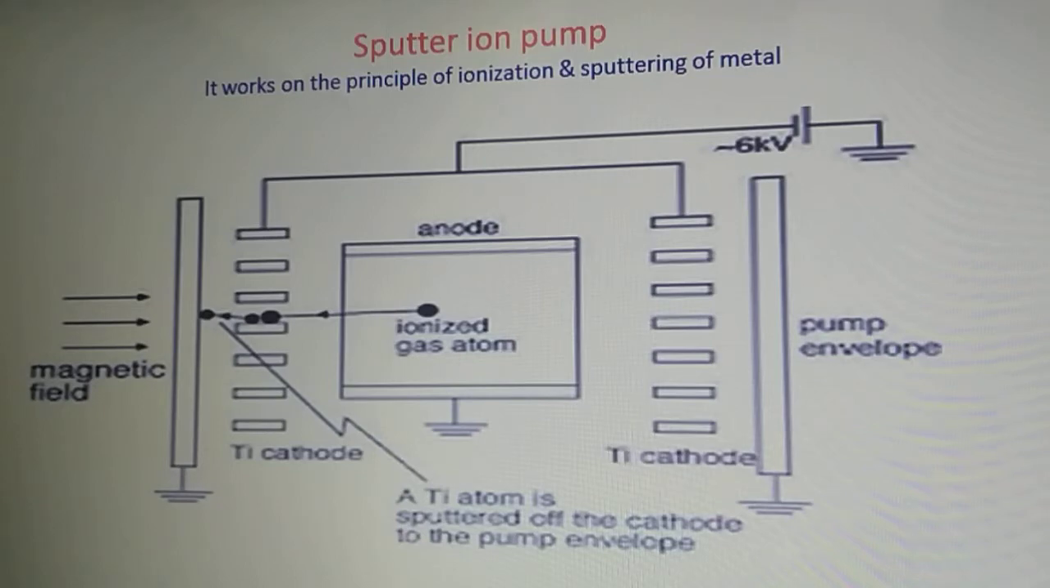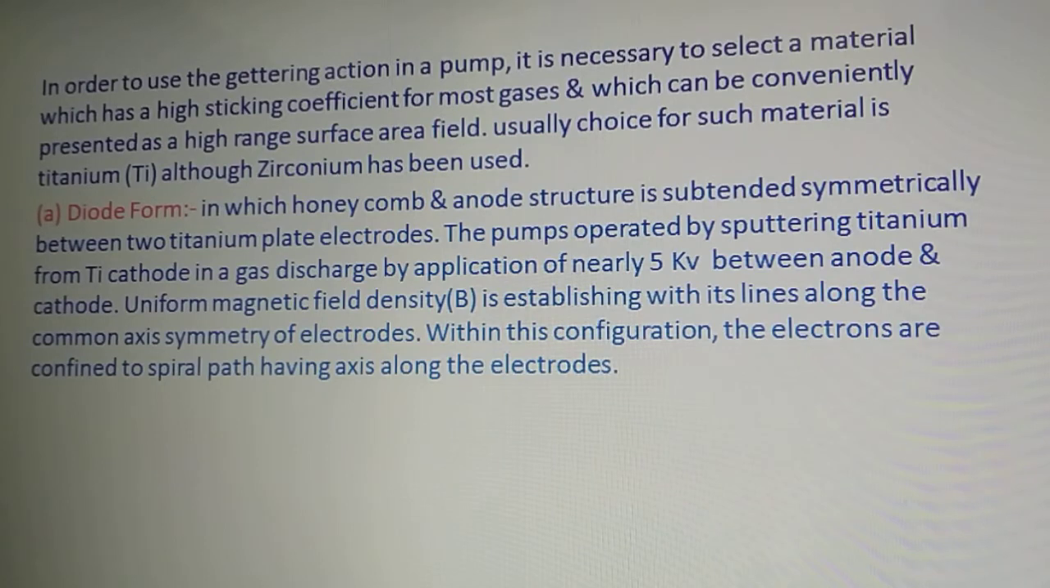And you can see this is the schematic of a sputter ion pump, which needs a magnetic field and two electrodes, anode and cathode. Basically titanium material is used for the cathode, and an external power supply is applied between the two electrodes. Now this sputter ion pump works on the principle of ionization and sputtering of metal. Now how it happens, let's go into more detail.